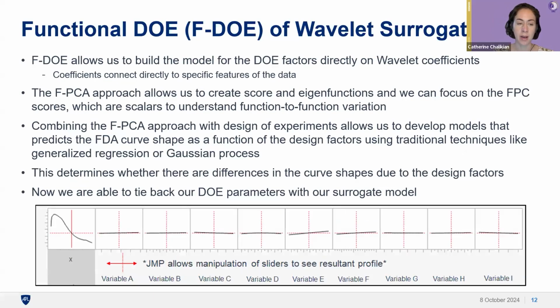So the last step was functional DOE, or FDOE. This used regression to tie in the DOE inputs directly back to the surrogate model coefficients, which at this point are FPC scores. The JMP Functional Data Explorer again had those red lines where we could toggle back for each DOE variable to show how that variable affected the curve depending on where we were in the domain. That was really helpful to help us understand how these variables were affecting our model.